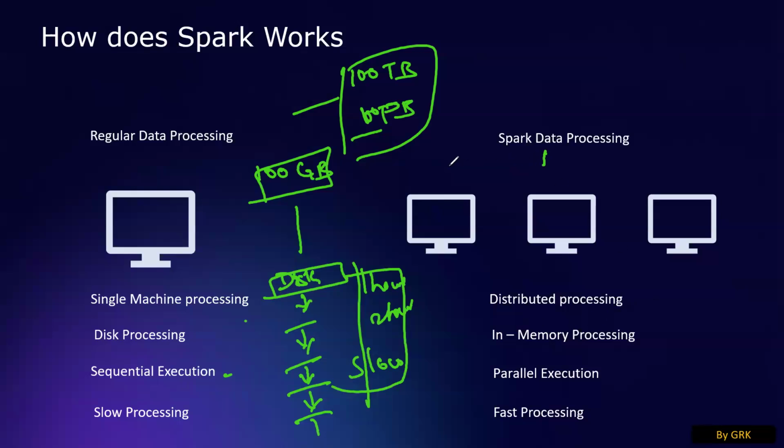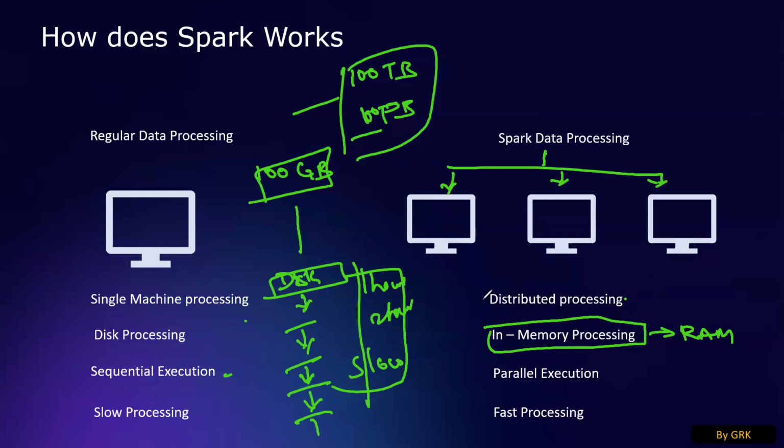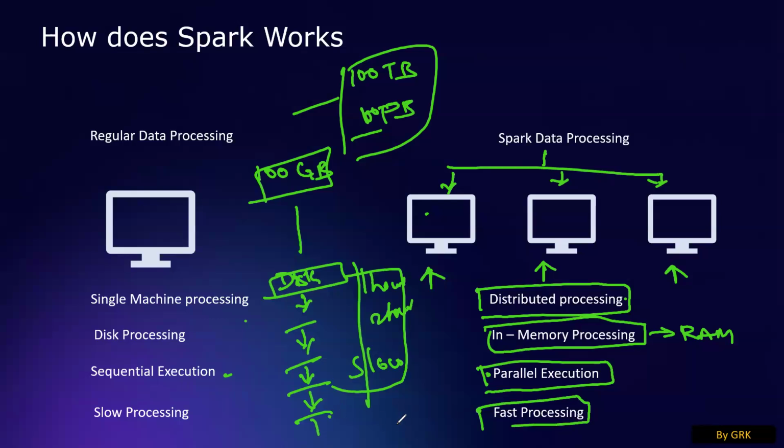Our Spark will divide these things across multiple machines. As we have been discussing since yesterday, it will process in memory. In memory is nothing but RAM. It will distribute the data across multiple machines and process it in the RAM itself, with parallel execution. It will execute on all the machines at the same time when there is no task dependency. So parallel execution would be done, and this would be about 100 times faster than your regular processing.